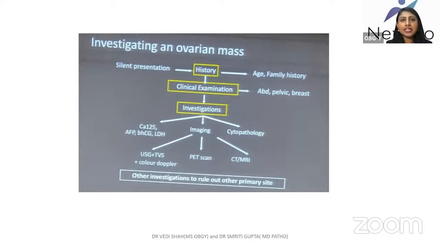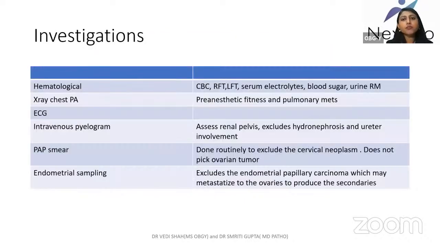So I'll be describing that later. Firstly, beginning with the investigations. You are going to send the blood investigations like CBC, RFT, LFT, that is the renal function test and liver function test, electrolyte levels, blood sugar level, and urine routine and microscopy. Next, you are going to go for the chest X-ray for such a patient.